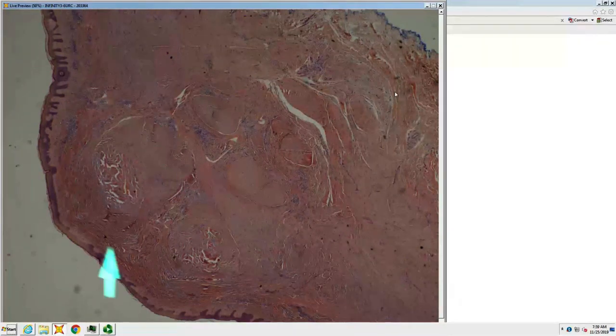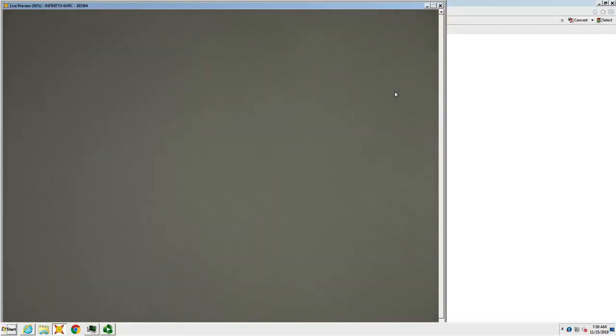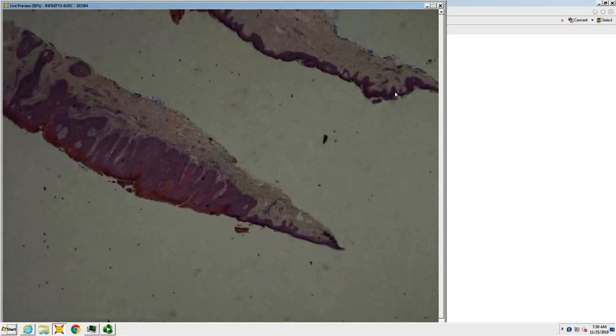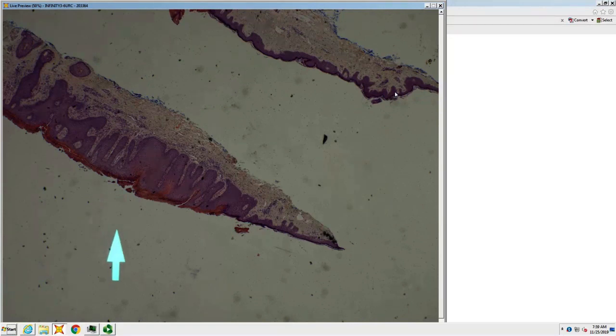Keloid. You see the whorls of hypertrophic scar and then the red keloid collagen. Bubblegum. Yep.